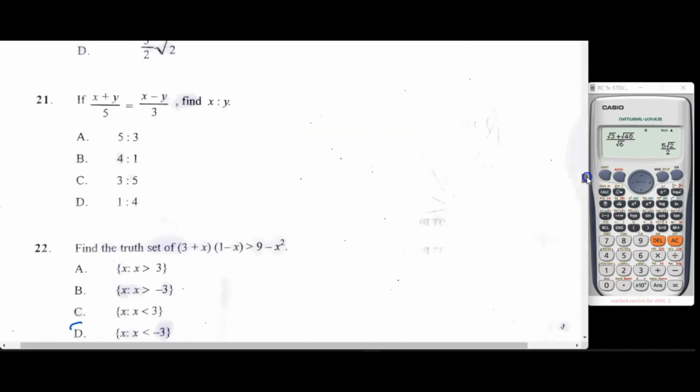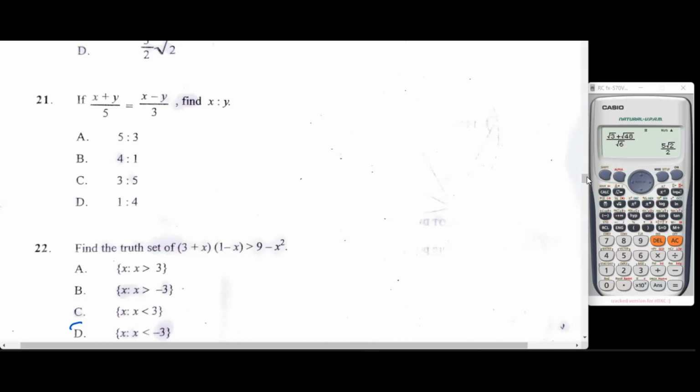Question number 21. It says that if (x plus y) all over 5 is equal to (x minus y) all over 3, find the ratio between x and y. So that's a very nice question involving change of subject. But this time we are leaving the answer in the ratio form. So the best way of getting it done is to group all the x's to one side and all the y's to one side, divide through, and then you get your answer.